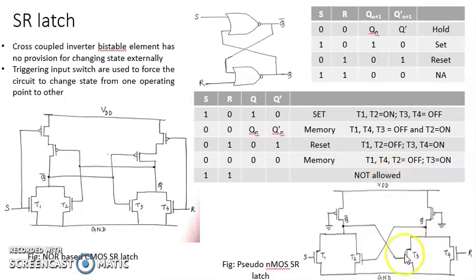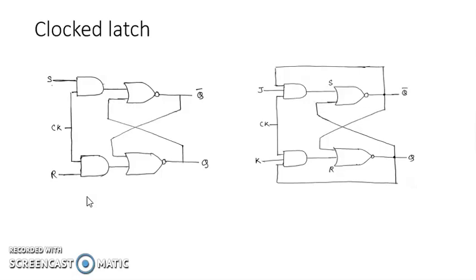A pseudo-NMOS implementation of the SR latch is shown in this figure, where you can see that the pull-up network is replaced with a PMOS transistor with the gate grounded. In the previous SR latch, there was no clock and the circuit was asynchronous in nature. To make the circuit a synchronous one, a clock can be added. This is the configuration, the way we make a clocked SR latch.